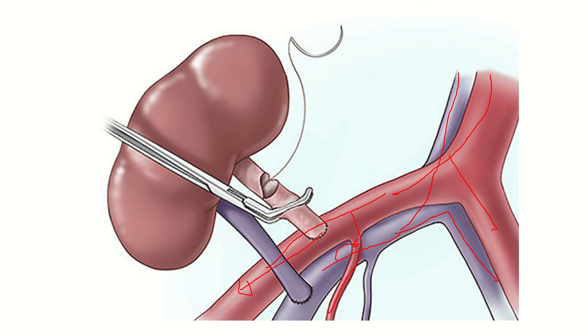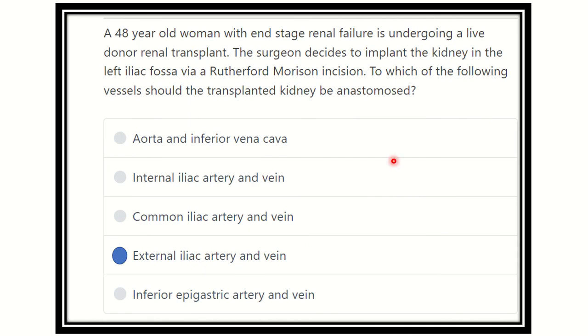And here we can see the external iliac vein, its diameter is more than that of the internal iliac vein. So it is now clear that the kidney is implanted in the external iliac vessels. Our final answer is external iliac artery and external iliac vein. Typically, the surgeon decides to implant the kidney in the external iliac vessels.